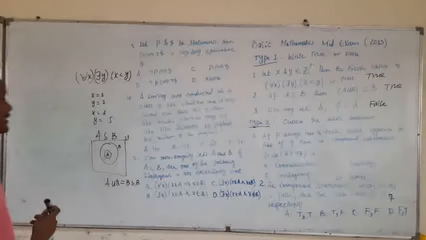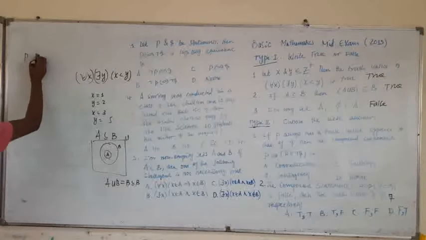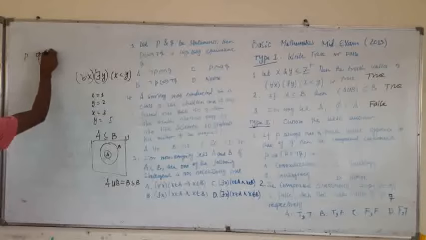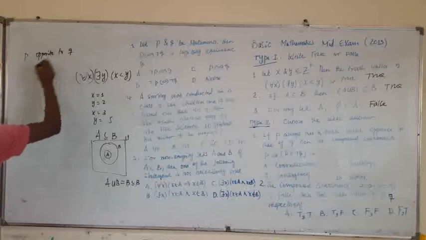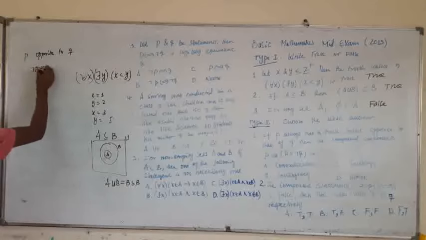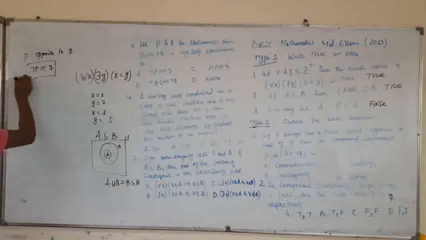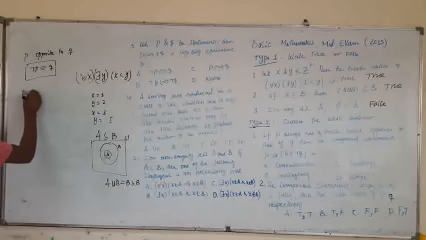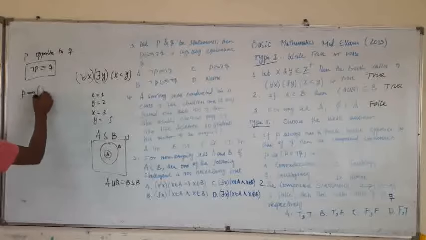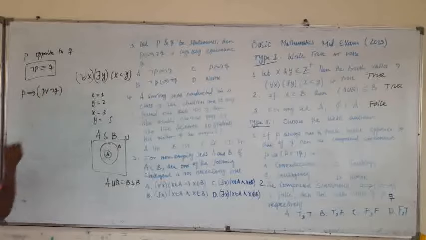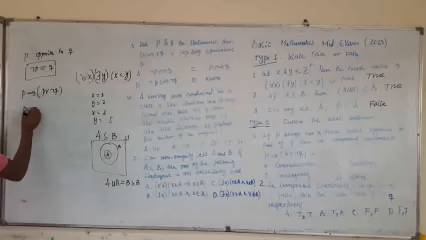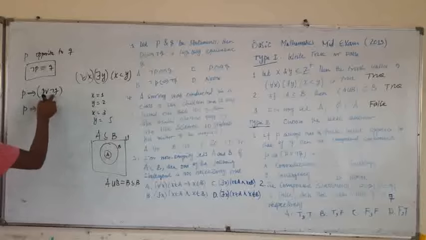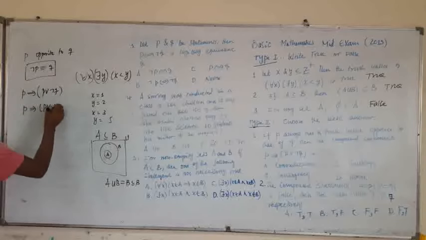So it's given that P is opposite to Q, which means that negation of P is equal to Q. So the compound proposition P implies P or negation of Q. Negation of Q is P, so it is P or P.